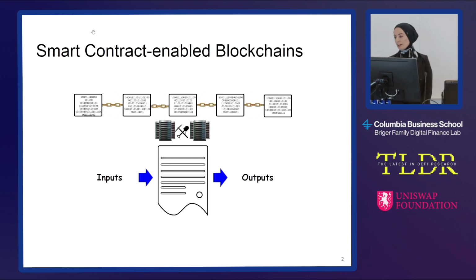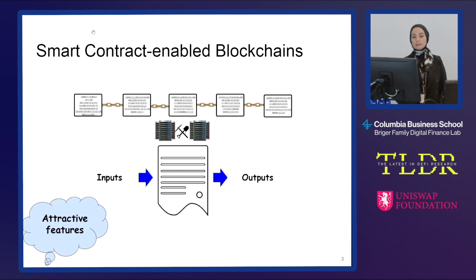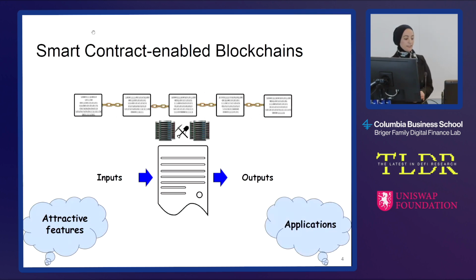The fact that we are here in the TLDR conference means that we all recognize and appreciate the benefits of smart contract-enabled blockchains in allowing us to build fully decentralized systems and services. They support attractive features. They allow users to deploy arbitrary programs that can be executed in a transparent and publicly verifiable way. And they allow us to build a variety of applications, such as crowdsourcing, decentralized finance, and distributed resource markets.